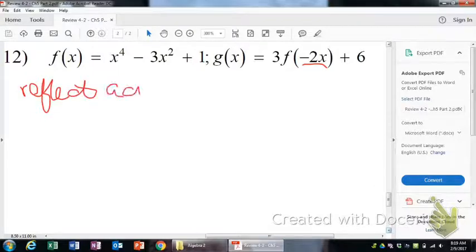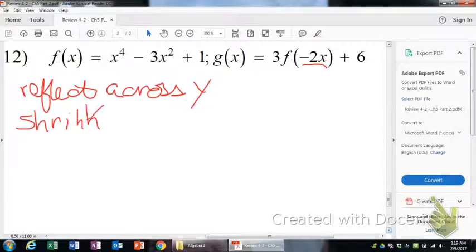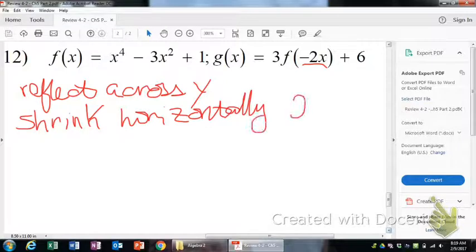Reflect across y. Then it's multiplied by 2. So keep in mind, inside parentheses acts backwards. So it's actually going to shrink. And once again, it is acting horizontally. Sorry, that's an N. So shrink horizontally by 2.